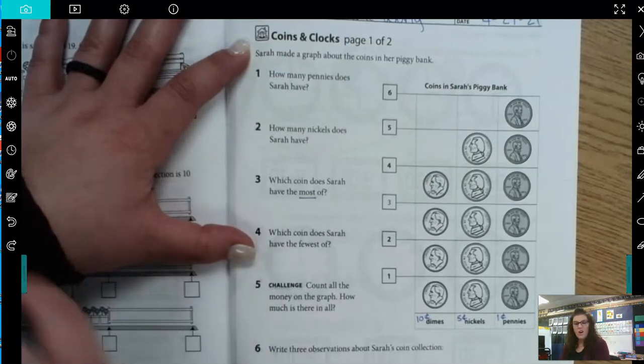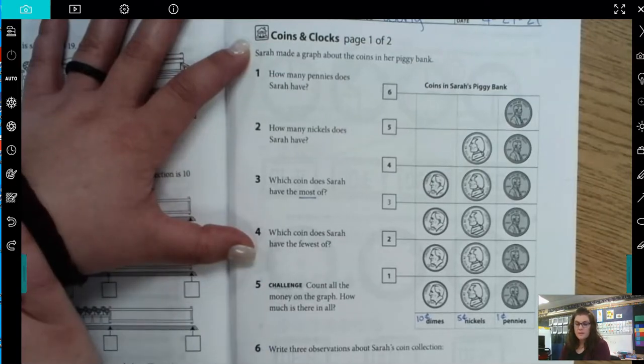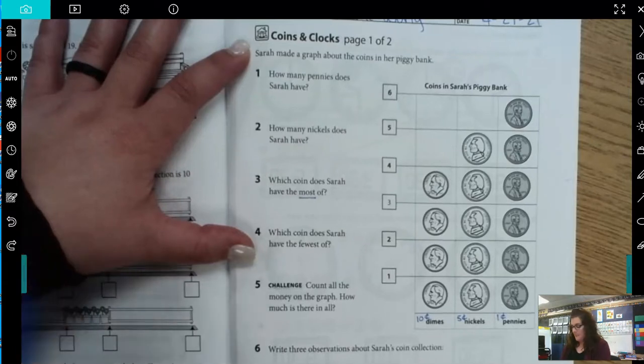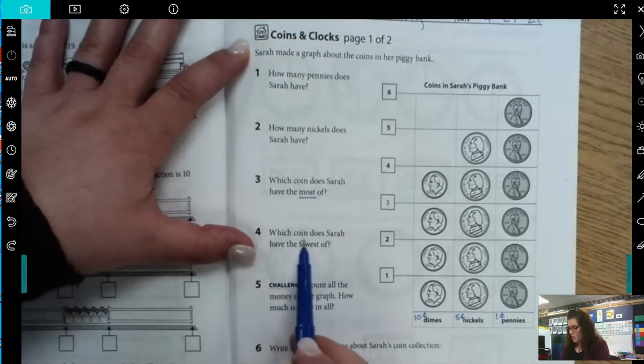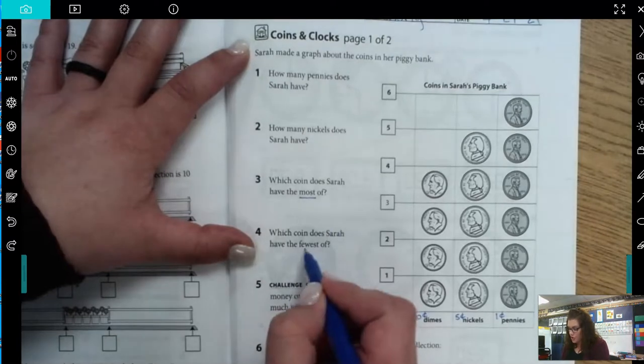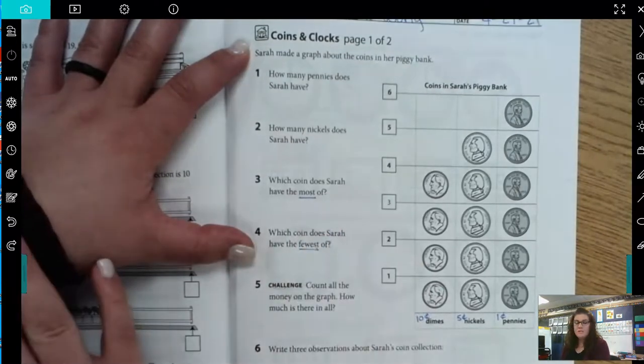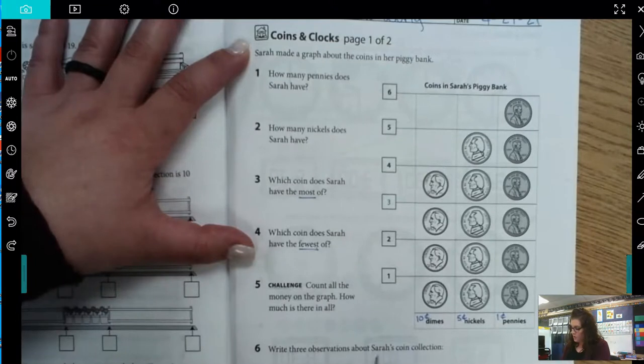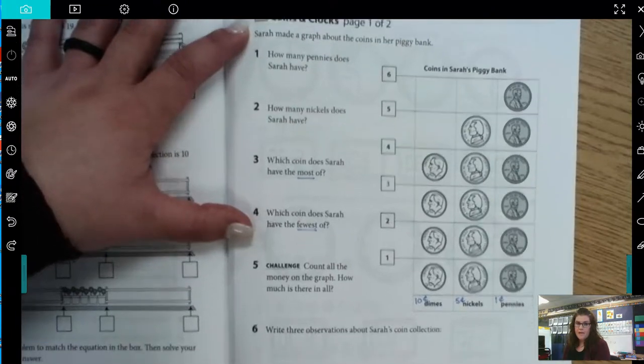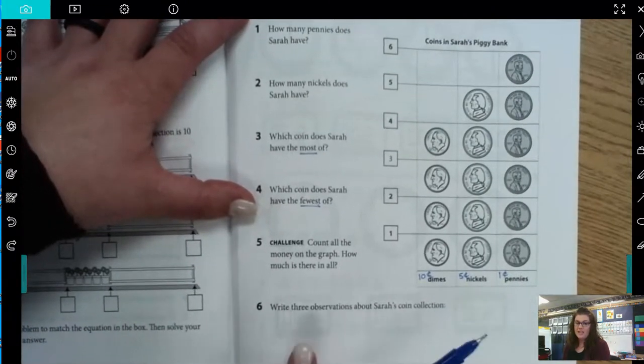Okay, number 4. And always, if I'm going too fast, friends, just hit pause. I just keep moving forward because I don't know how quickly or slowly you need me to go, but just hit pause if you need more time. Number 4 asks, which coin does Sarah have the fewest of? The fewest means the lowest number. So which coin does she have the lowest number of?